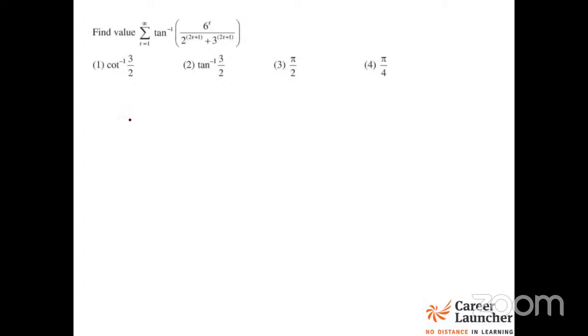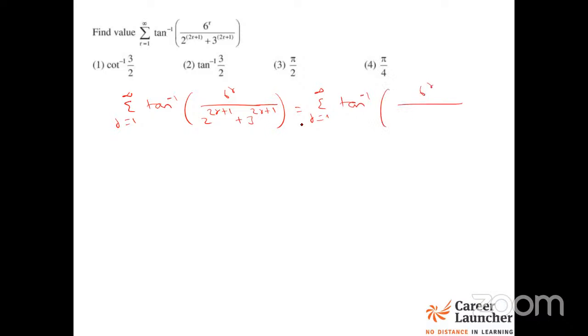Next, sigma r is equal to 1 to infinity of tan inverse of this. Sigma r is equal to 1 to infinity, tan inverse of 6 power r upon 2 power 2r plus 1 plus 3 power 2r plus 1. So first take this 2 power 2r plus 1 common. So it will be sigma r is equal to 1 to infinity tan inverse 6 power r upon, taking 2 power 2r plus 1 common, what is the remaining? 1 plus 3 by 2 whole power 2r plus 1. Now this is 2 power r into 3 power r.